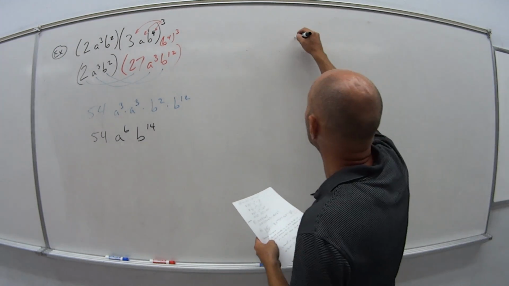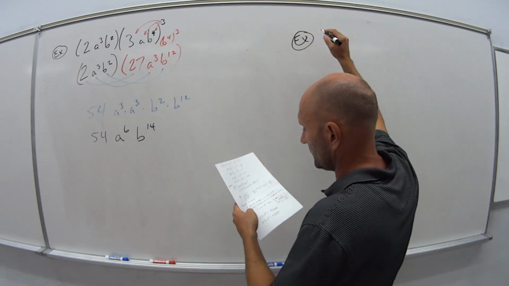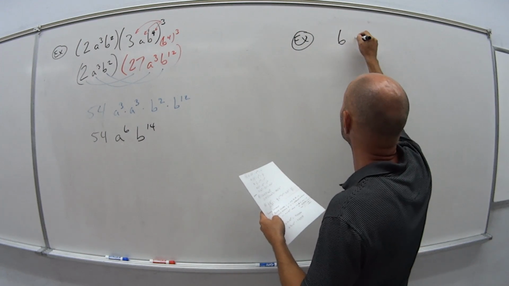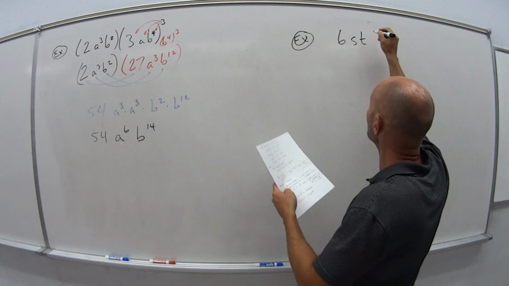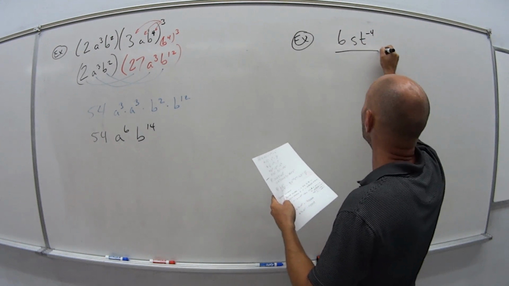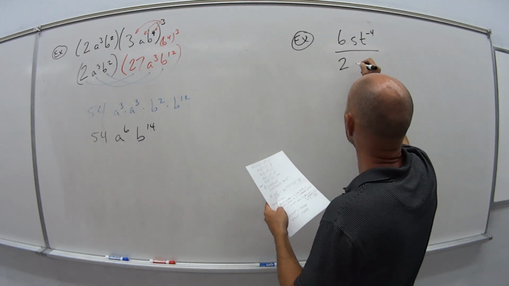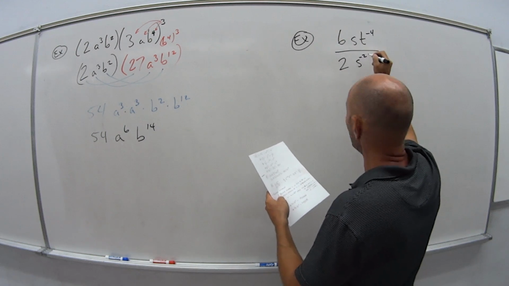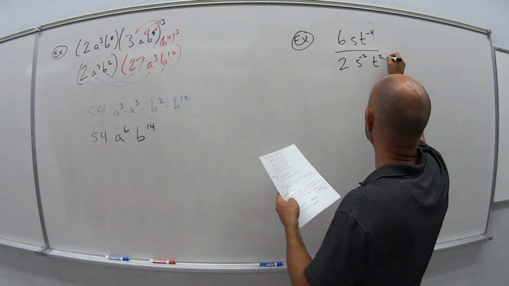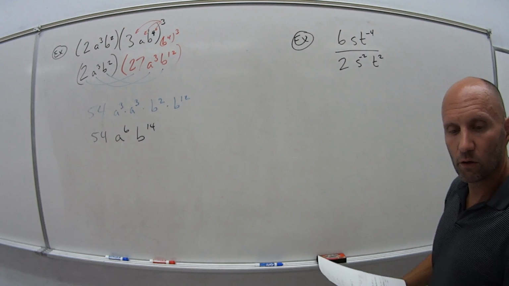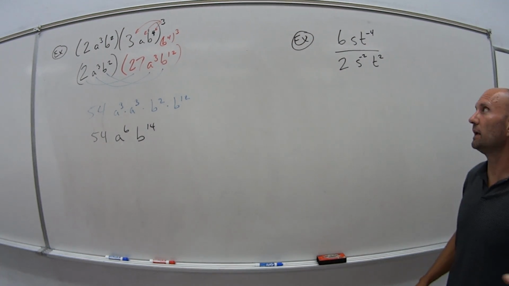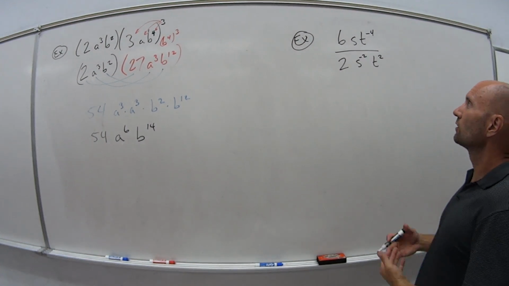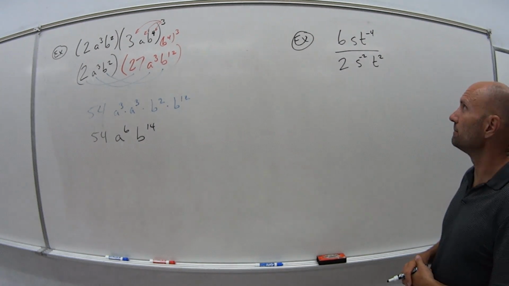Last example, end of this video, it's going to be 6s t to the minus 4th all over 2 s to the minus 2 t squared. So again, go ahead and give this a try. Hit pause if you need to. Come on back, see if you got it right.